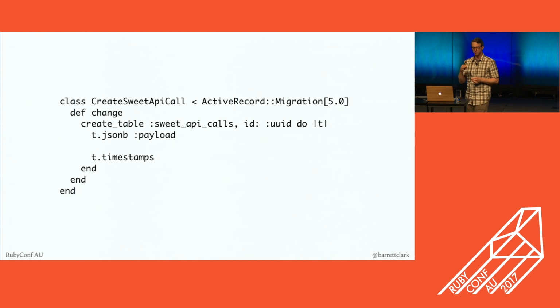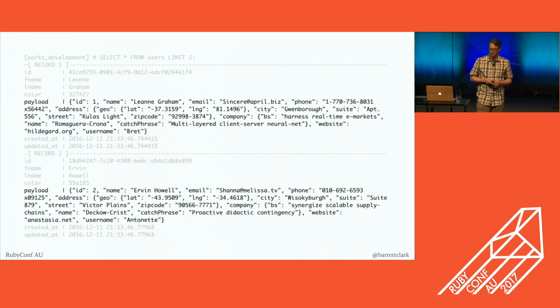JSONB is a more recent version, and it's stored in binary format, more easily indexable. So we can reference these data types in the migrations. JSONB is probably what you want to use. Using psql here, we can see some sample data. That payload field is just JSON. We do have a JSON pretty print function in Postgres, so you can see it formatted in a nicer way.